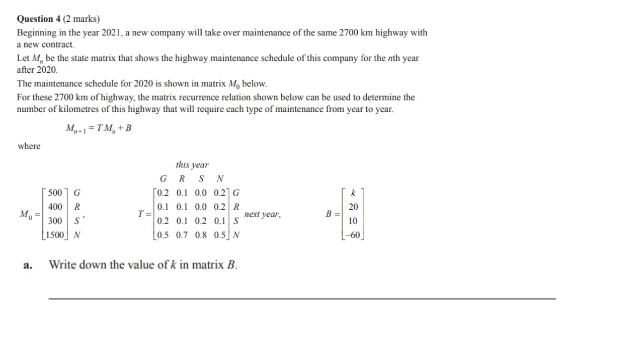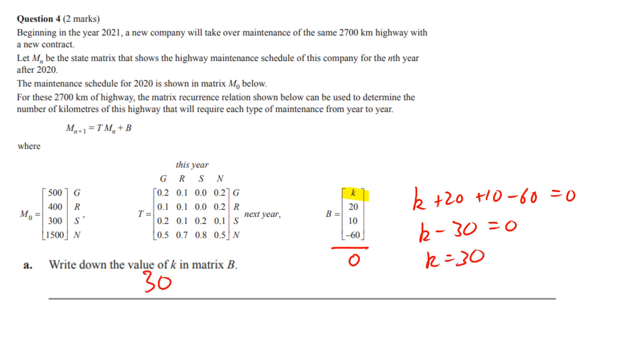Now, this is quite an easy question. It says write down the value of K in this matrix. So what's the value of K? But remember, I've said in previous videos, the total for this should be 0. So you've got K + 20 + 10 − 60 = 0. It's not hard to see that you end up with K − 30 = 0. So K equals 30.